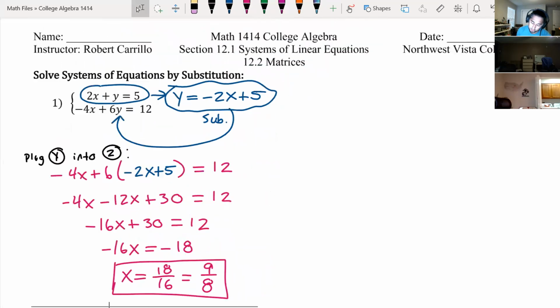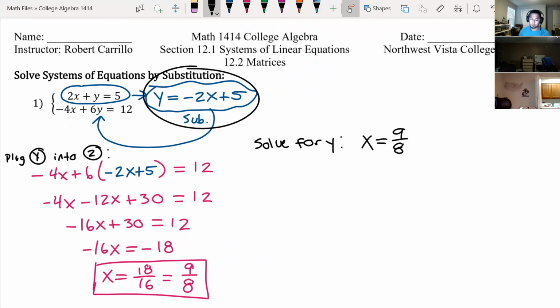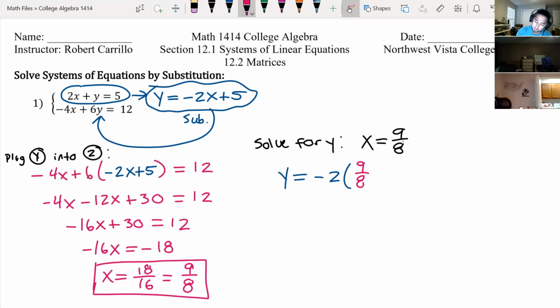All right. So once we find x, the next thing we're going to do is solve for y. We're going to solve for y because we know x is equal to 9/8. And this is set up perfectly for us because we already made a substitution for y. So that's what we're going to plug into. y is equal to negative 2 times that x value of 9/8 plus 5.